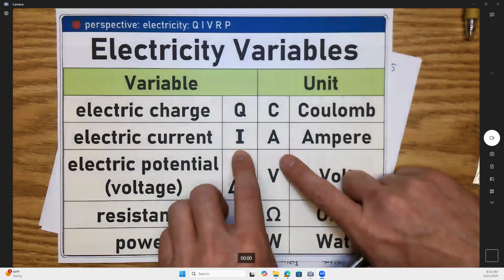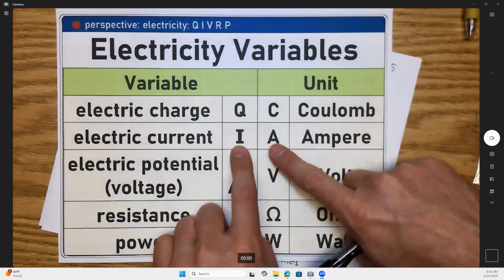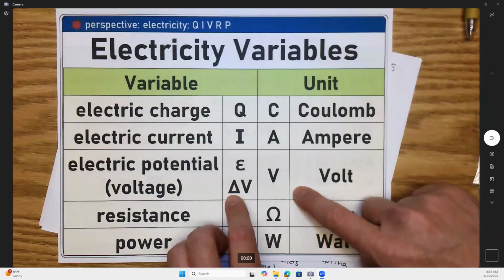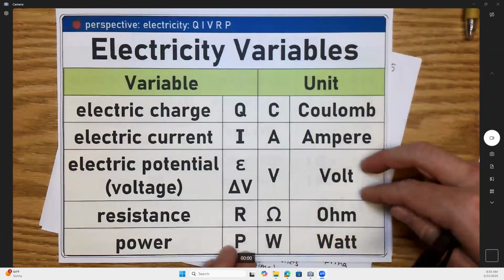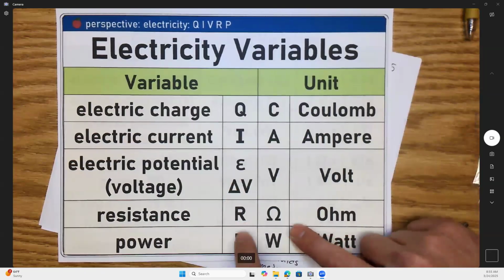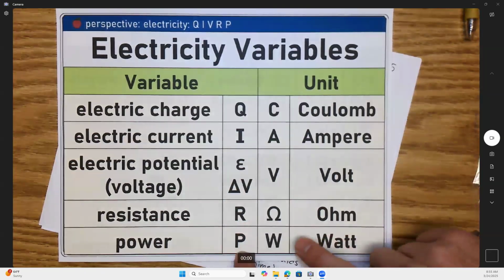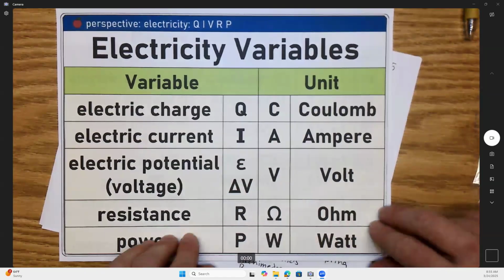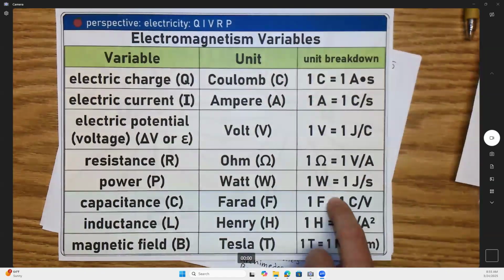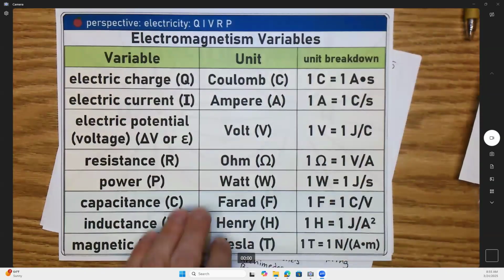But if you had a current flowing that's measured in amps, a battery like a AA battery has 1.5 volts potential difference. It's sort of like a pressure trying to push electricity through. There's some resistance in ohms, and then power in watts. Now you guys do know power in watts because that's like a rate of energy. Here's a breakdown of what those units are, and some extra ones down here.